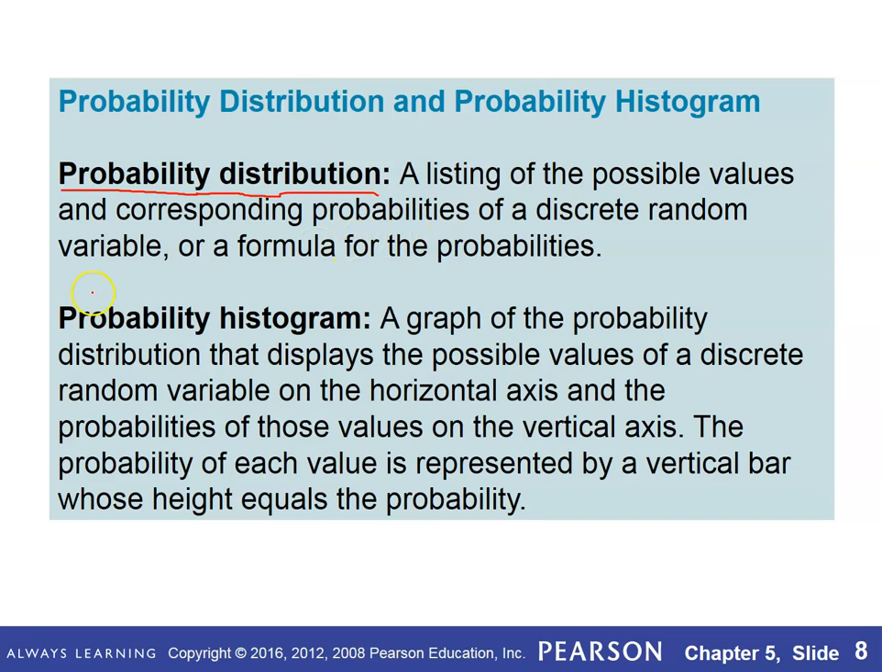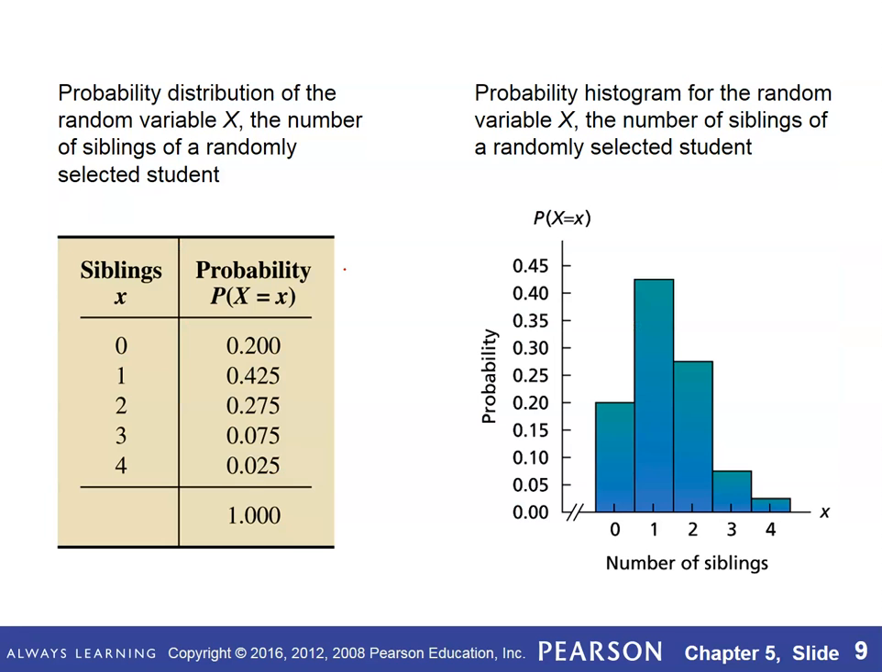And then we're going to put that on what's called a probability histogram, which is basically a graph of those probabilities. Let me just give you an example of what this is going to look like. So here on the left, we have an example of a probability distribution. So you could have your number of siblings here, 0, 1, 2, 3, and 4. And then here are the probabilities of those different siblings happening, at least with my Algebra 2 class.